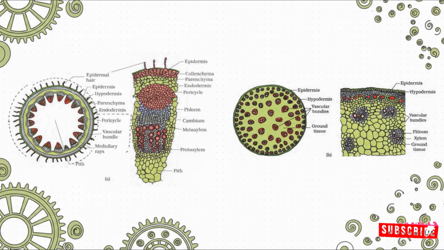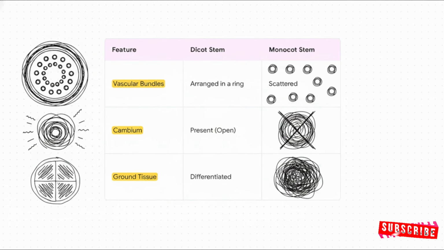Now compare that to the monocot stem. Its bundles are scattered all over the place, kind of like reinforcing bars mixed into concrete. So this table really gets to the heart of it.